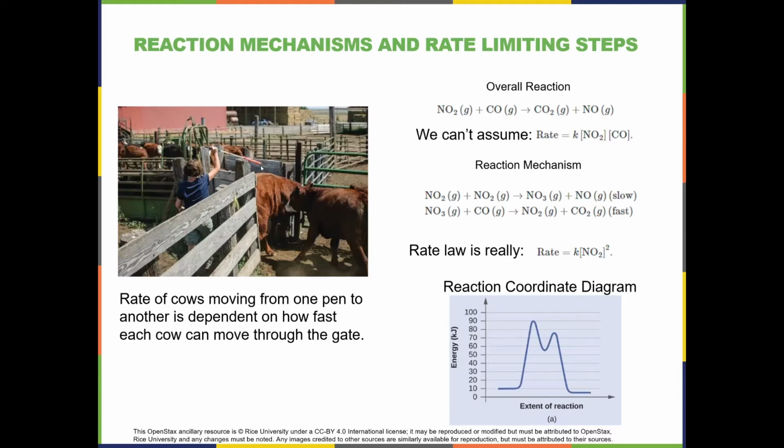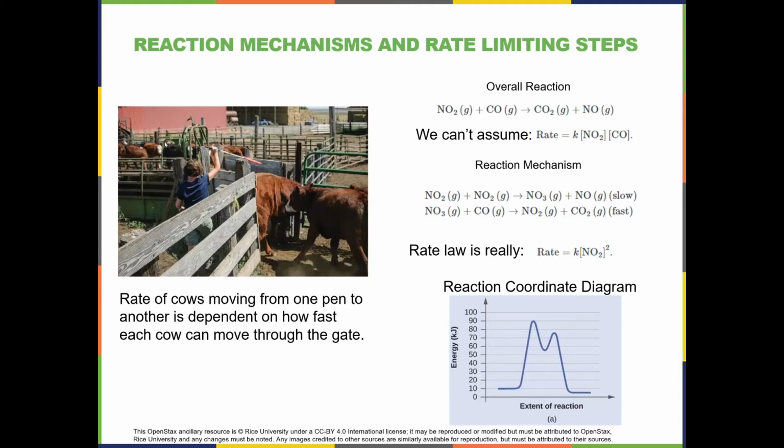But here we have a limiting factor. And the limiting factor here is a gate. So the rate at which all these cows can go from this pen to this pen is affected by how fast each individual cow can make it through the gate. If you have a reaction mechanism, the rate of the reaction is dependent on the slow step. Whichever part is the slowest is going to affect the rate of the reaction.